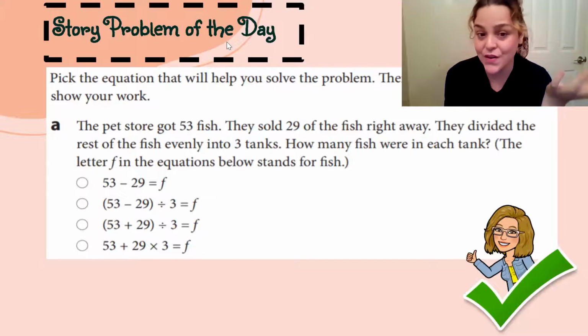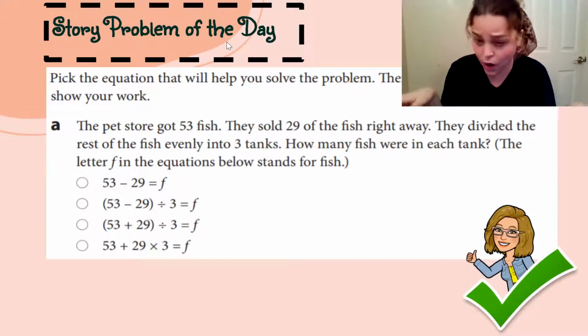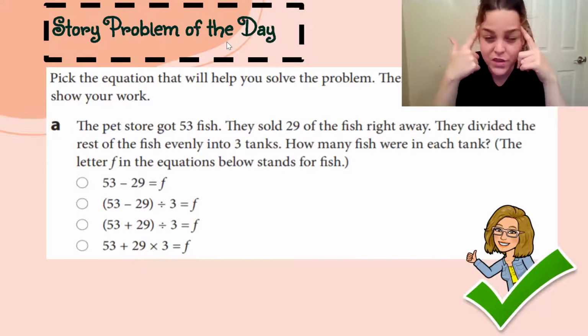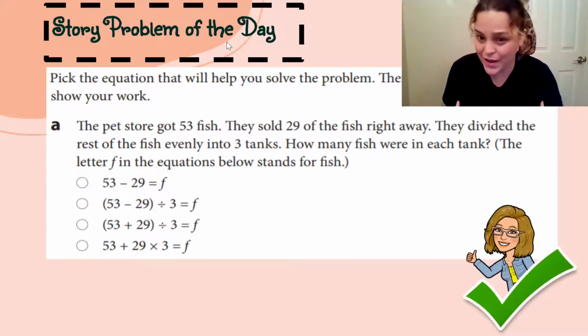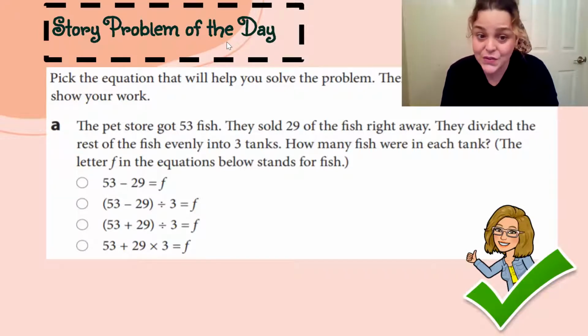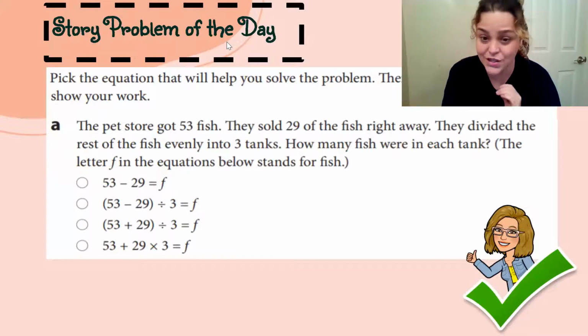The pet store got 53 fish. How many fish? Yeah, 53. They sold 29 of the fish right away. Okay, remember, if you're in my class, in all of our 3rd grade classes, we always talk about making a movie, right? Visualize it. So the pet store has 53 fish, and then 29 of them are sold right away. They divided the rest of the fish evenly into 3 tanks. How many fish were in each tank? That seems to be our question right now.